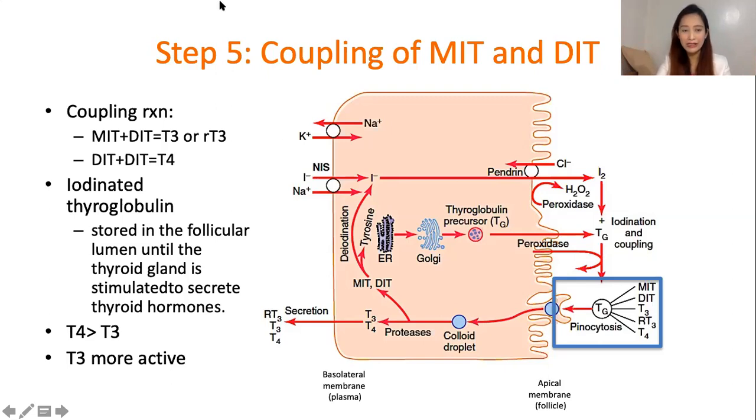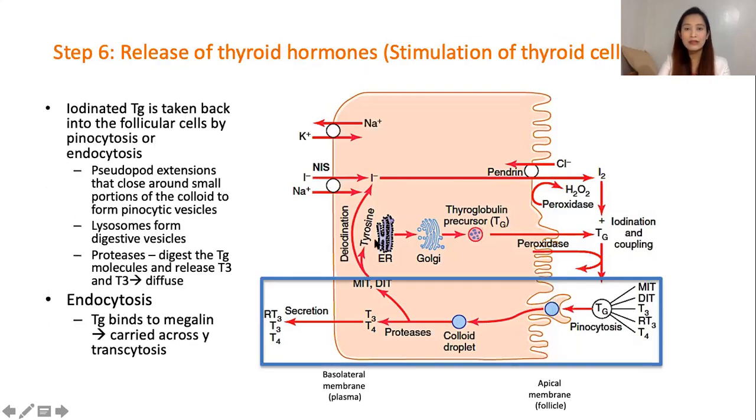And your iodinated thyroglobulin is stored in the follicular lumen until the gland is stimulated to secrete thyroid hormones. Your thyroid gland produces more T4 than T3, but T3 is more metabolically potent and more metabolically active. So the MIT and DIT within your thyroglobulin also will form your T3 or T4, which is also stored within the thyroglobulin. And then lastly, the release of thyroid hormone.